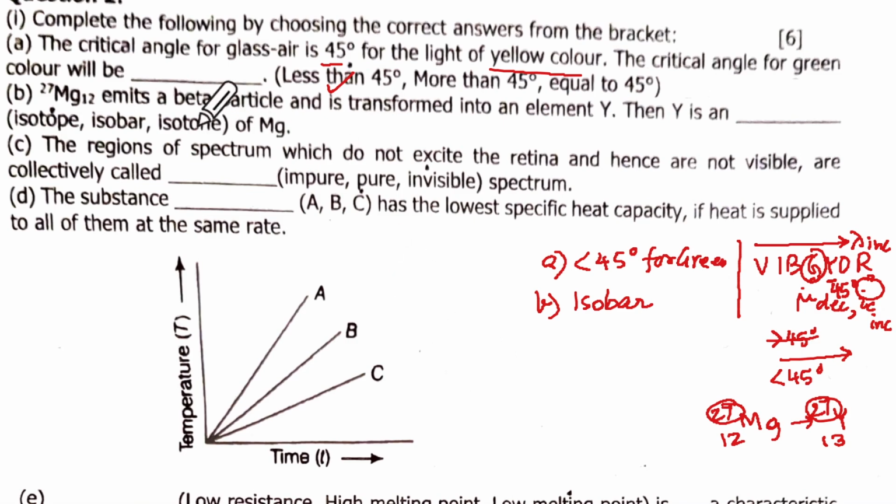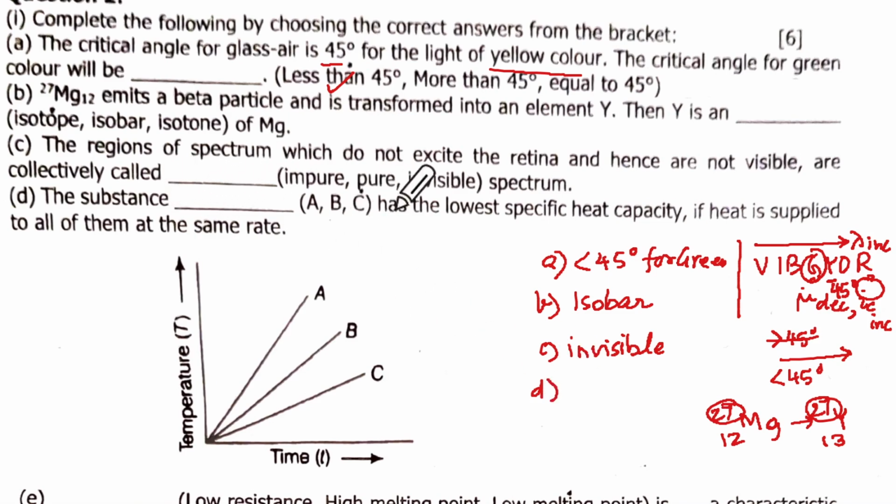What are isotones? Isotones have the same number of neutrons. Two elements with the same number of neutrons. Understanding? The region of spectrum which does not excite the retina and therefore is not visible is called the invisible spectrum. This is common sense, no? This is not physics.